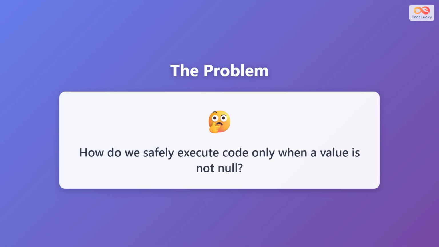When working with nullable types in Kotlin, we often face a common challenge. How do we safely execute code only when a value is not null? We need a way to perform operations on nullable objects without risking null pointer exceptions or writing verbose null checks.